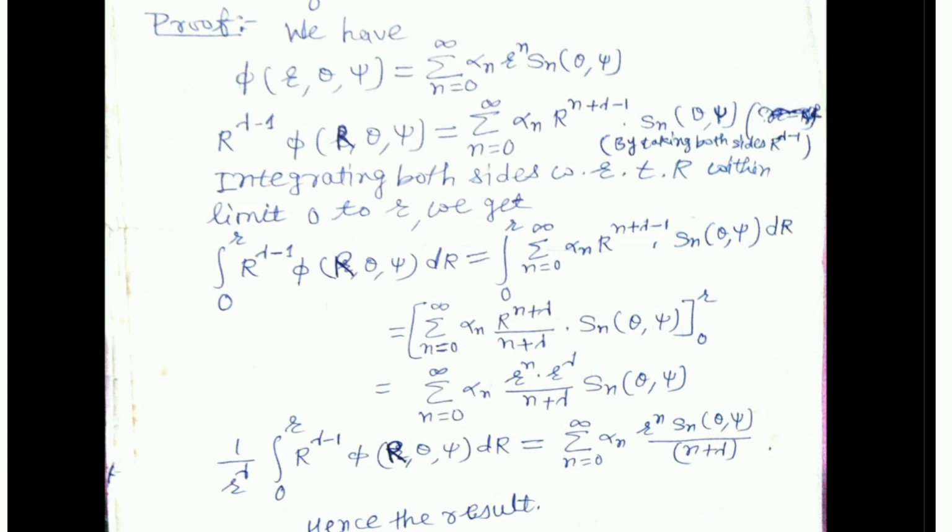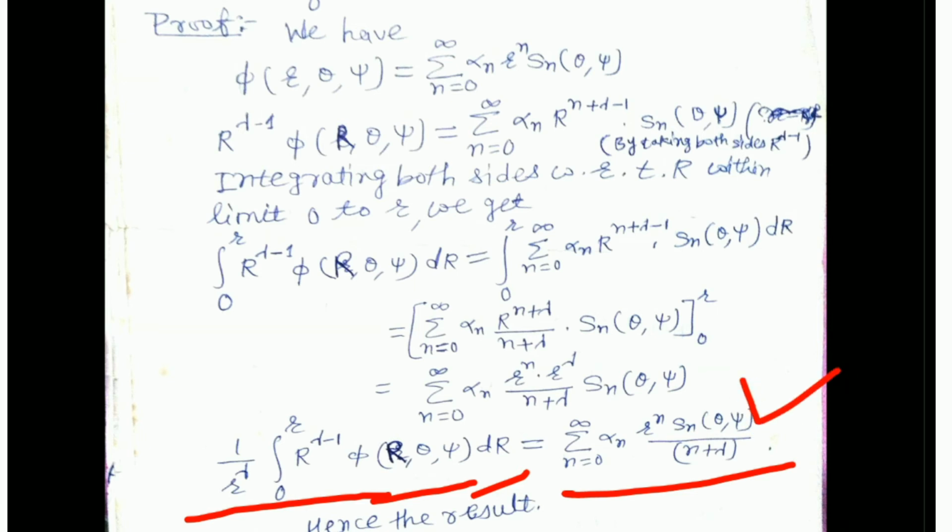1 upon r to the power lambda integration over 0 to r of r to the power lambda minus 1 phi of r theta psi into dr is equal to summation n is equal to 0 to infinity alpha n r to the power n Sn of theta psi upon n plus lambda. We have proved this. The result of the theorem is completed. Now we'll see the next theorem.